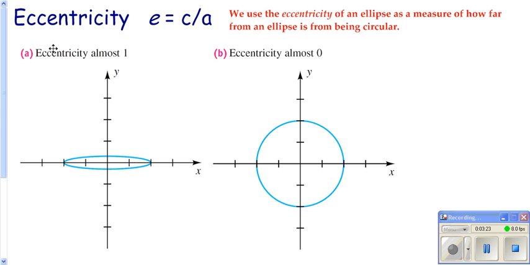Well, let's talk about eccentricity. Eccentricity, once again, is how circular or non-circular your ellipse is. Here, when your eccentricity is almost zero, where the value of C is really small compared to the value of A, it's almost circular. However, when your eccentricity is close to 1, where C is almost the same size as A, then it's really flat and elongated.